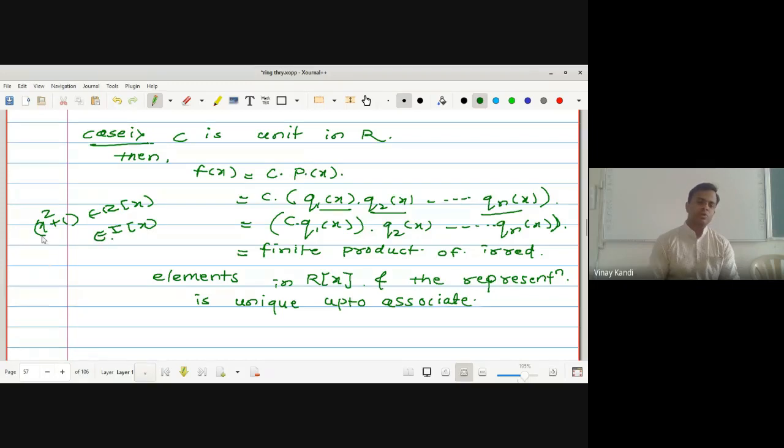Okay, so what are the units here? -1 or 1. So minus x square into -1 is also an irreducible element in R of x. If you take +1, you get x square plus 1. So 1 into x square plus 1 is also an irreducible element. Hence f of x is a finite product of irreducible elements in R of x, and this representation is unique. Hence R of x is a unique factorization domain in case 1, if C is a unit element in R.